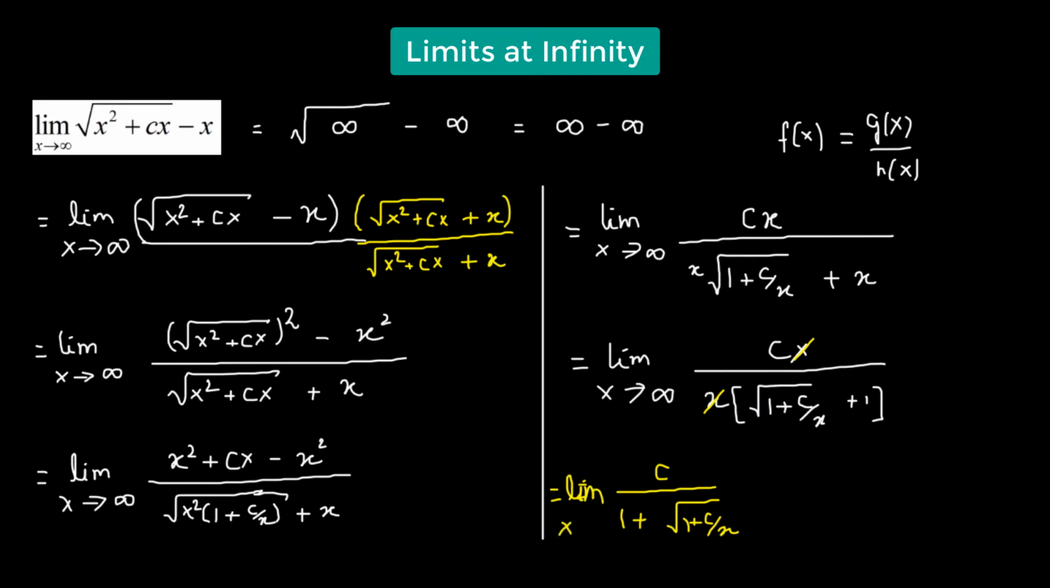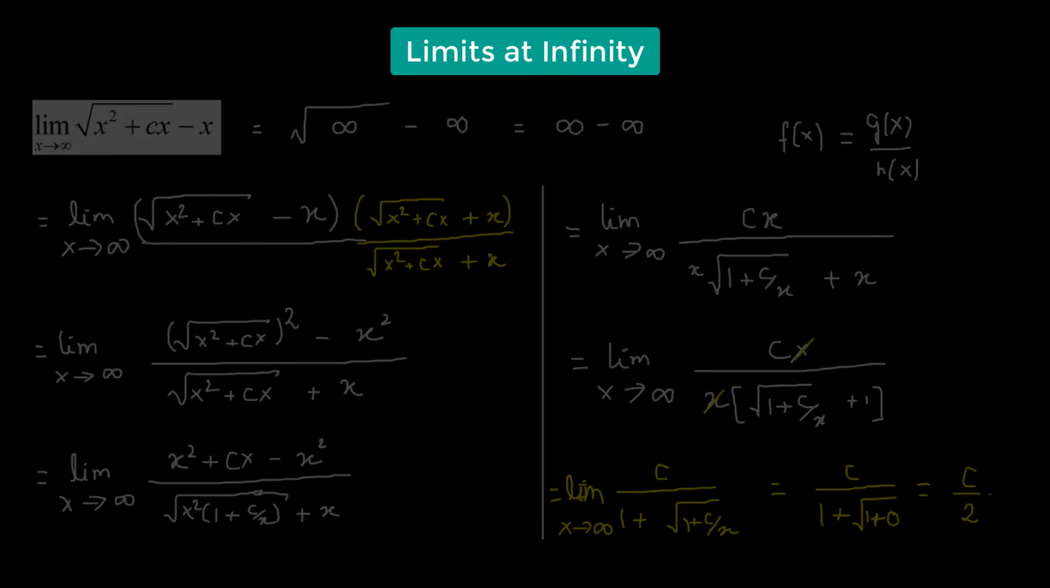So the limit as x goes to infinity. Now when we substitute for the value of x, we have c over 1 plus the square root of 1 plus c over infinity, which is going to be 0. So that leaves us with c over 1 plus the square root of 1, which is 1. So we have c over 2. This is going to be the limiting value of the given function when x approaches infinity.